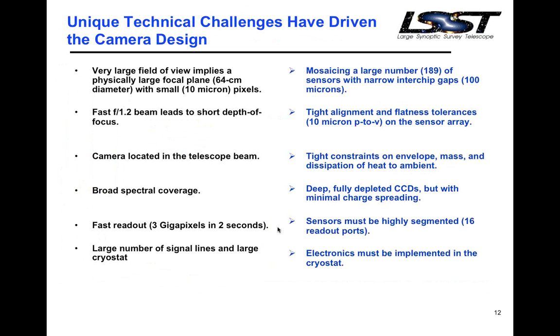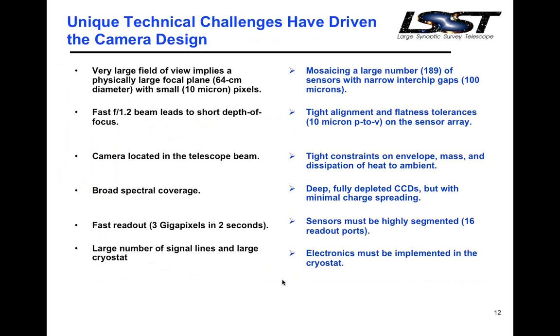The camera is also a very challenging instrument to design. So these are some issues that we face in trying to design the camera. We need a very large field of view. And of course, as you've seen, that implies a physically large focal plane with small pixels. The only way to do that is to mosaic a large number of sensors with narrow interchip gaps. And in fact, our design incorporates 189 distinct 4K by 4K CCDs with roughly 100 micron gap between each of those sensors.